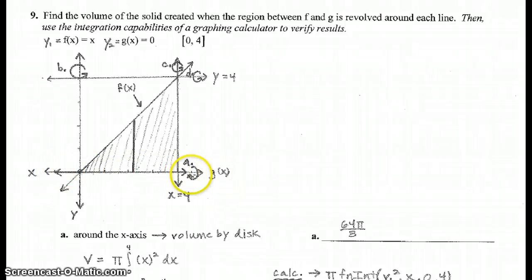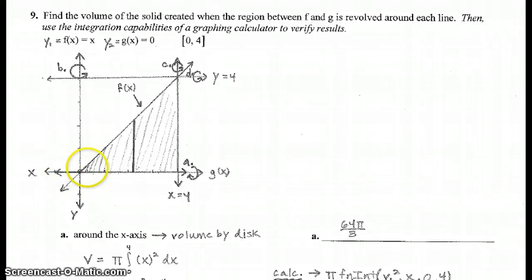So the region we're looking at here from 0 to 4 is this triangular region from x equals 0 to x equals 4. If we were simply looking at it with respect to the x-axis, the function f is our upper function, and the x-axis would be our lower function. That could change depending on what we're revolving around. So let's take a look at part A.